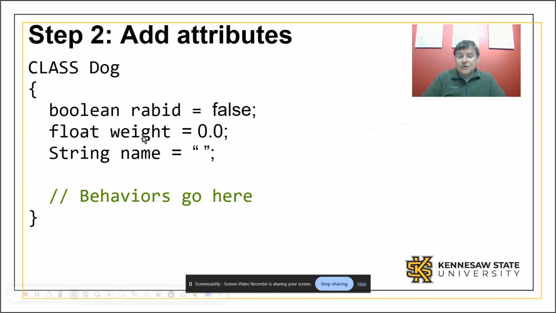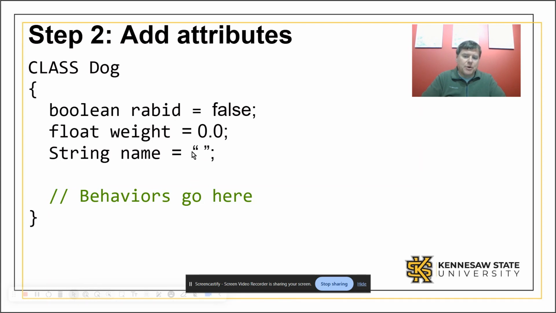So we're just declaring variables here, just like we did anywhere else. We say boolean rabid, which we're going to start off as false because dogs are not born rabid, I think. And then we have float weight, which is equal to 0 because the dog starts off weighing nothing. And then string name because, well, they have no name.